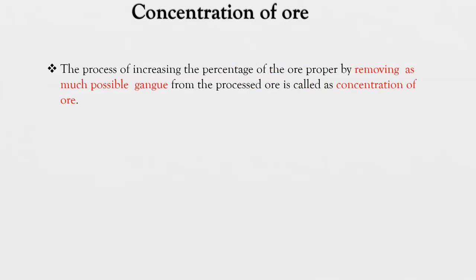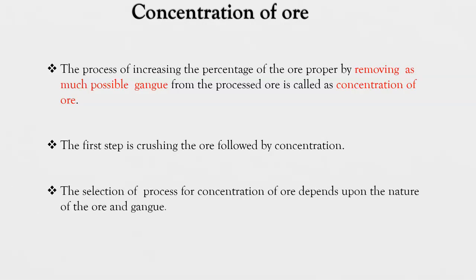We begin with the concentration of ore. The process of increasing the percentage of the ore proper by removing as much gangue as possible from the processed ore is called concentration of the ore. In the metallurgy of every metal, the first step is crushing the ore, followed by the concentration of the ore. The selection of the process for concentration of the ore depends upon the nature of the ore and the gangue.